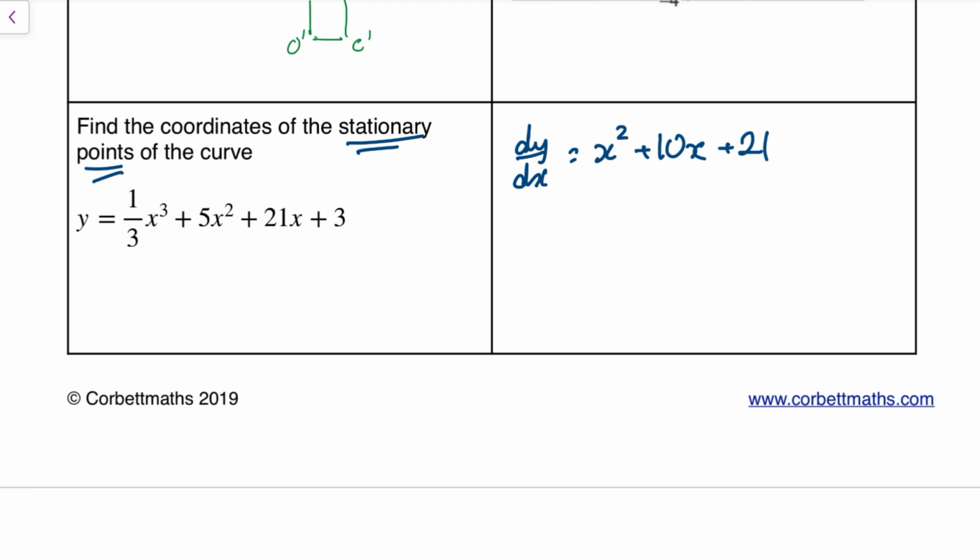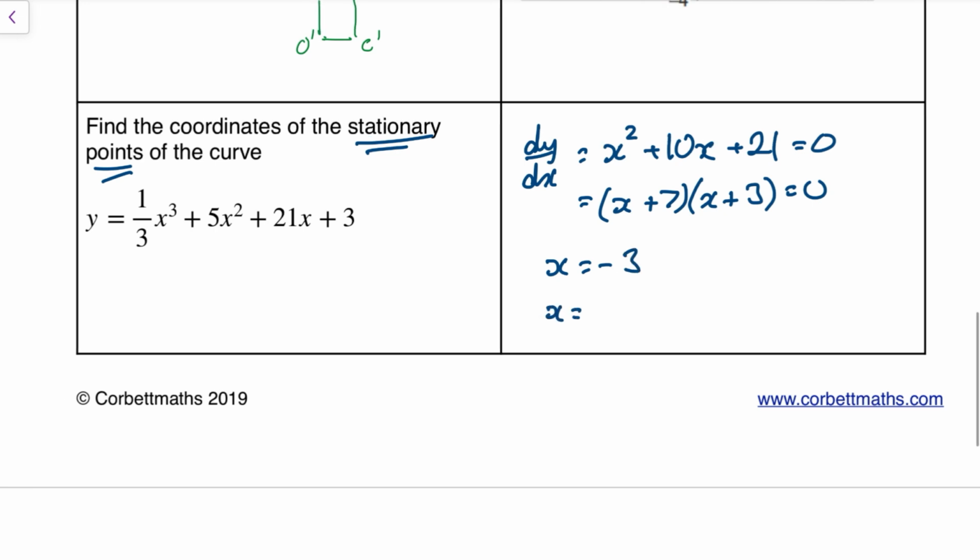Now this feels an awful lot like something I can factorise. Remember, I want this to equal 0 for the turning point. So that's going to be (x + 7)(x + 3) = 0. Which implies, now what am I doing? Find the coordinates of the stationary point. So I need the y values as well. So therefore x equals minus 3, or x equals minus 7.